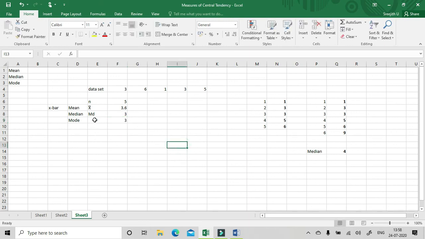We don't normally denote mode by a particular symbol, we simply refer to it as mode. And so these are the outputs. You have the mean, you have the median, and we have the mode. These three values are called the measures of central tendency.